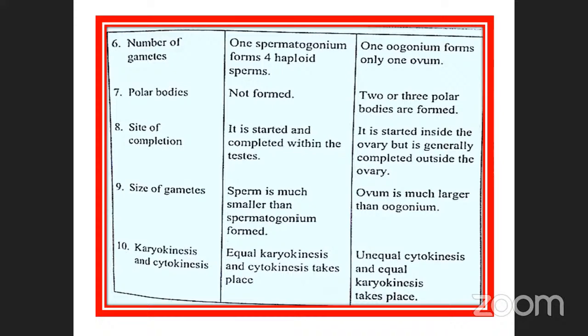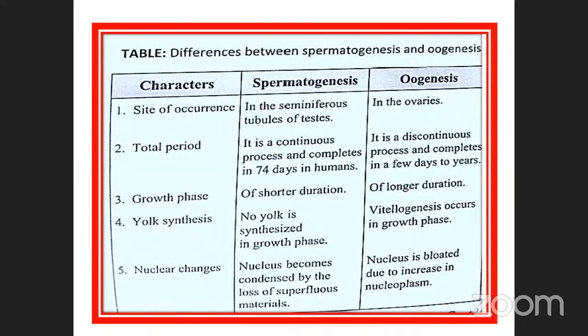Okay, see here. The first one is the site of occurrence. Spermatogenesis occurs in the seminiferous tubule. Note it down, this is very, very important. Oogenesis occurs in the ovaries. Total period we already discussed. Spermatogenesis is a continuous process and is completed in 74 days in humans.